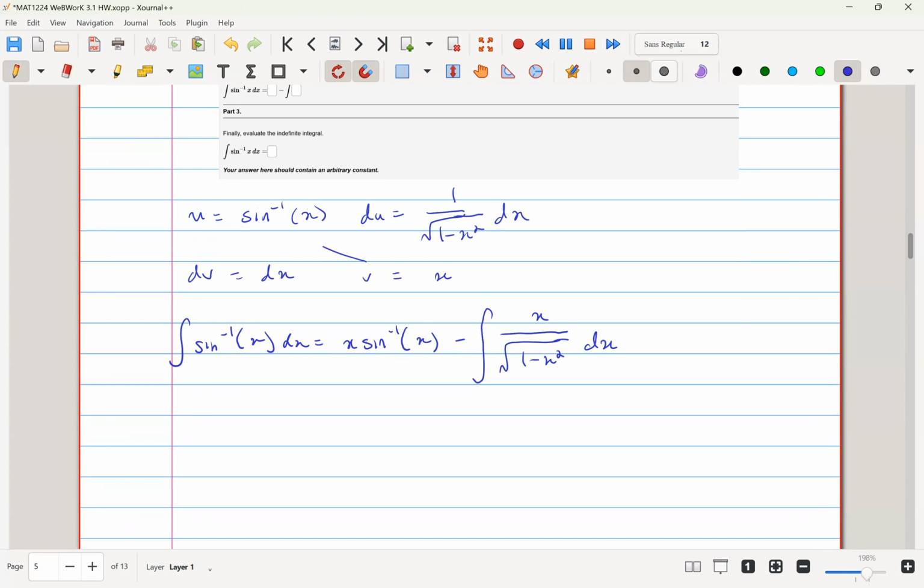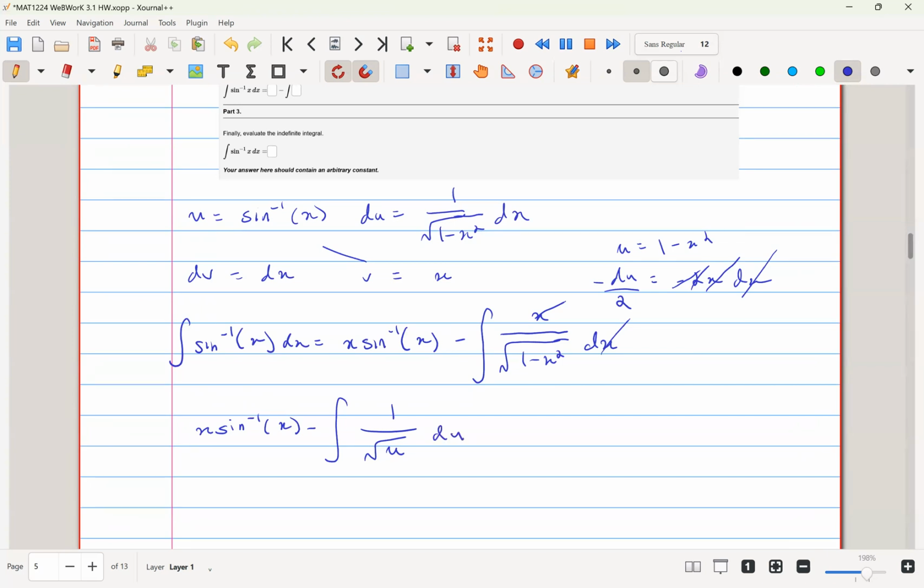We're going to let u equal that 1 minus x squared. du equals that negative 2x. Get that negative 2x to the other side. Cancel that x, cancel the dx. Rewrite our integral as so. Should be this.